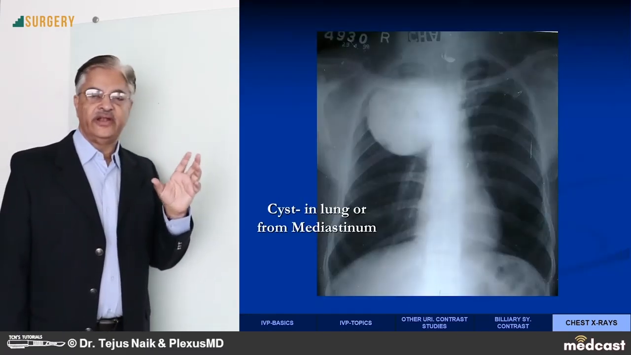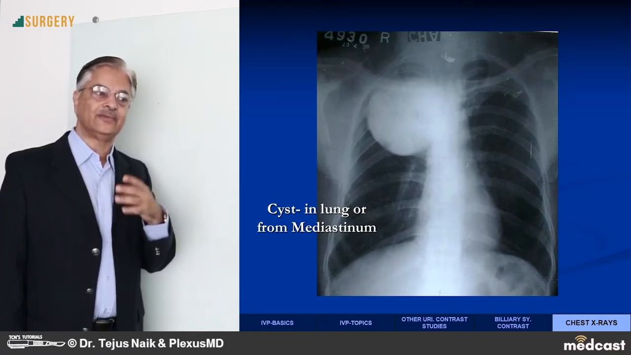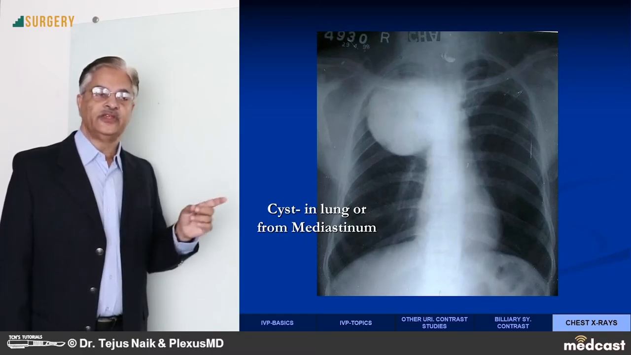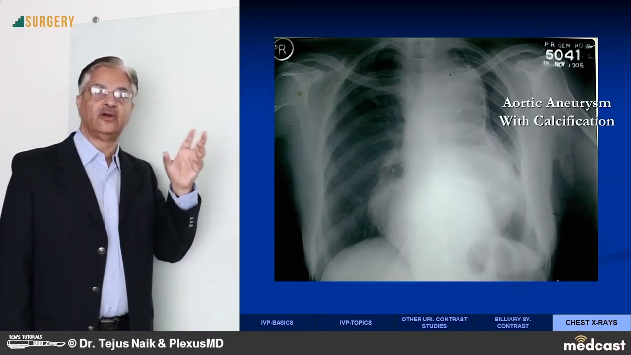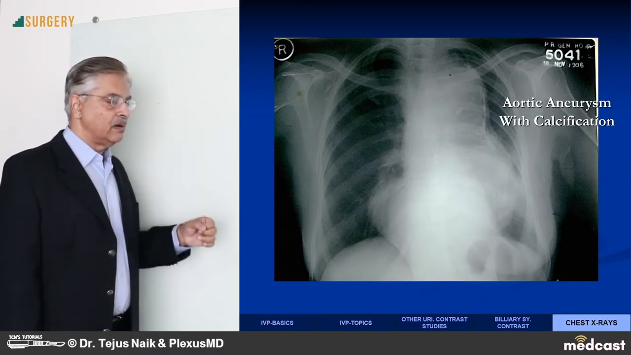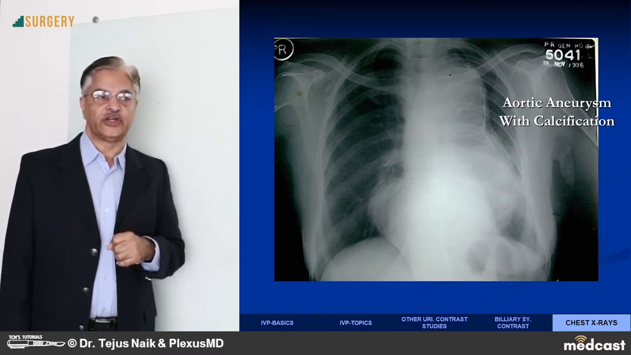This is a well-defined regular opacity touching the mediastinum, so it is a cyst either in the lung or from the mediastinum. This you can see is the aortic knuckle grossly dilated, an aneurysm of the aorta. You can see a boundary of calcification.